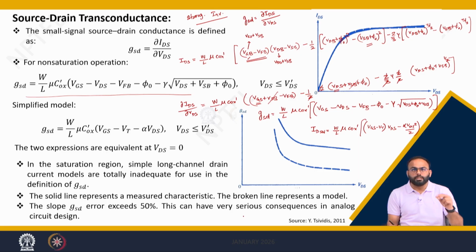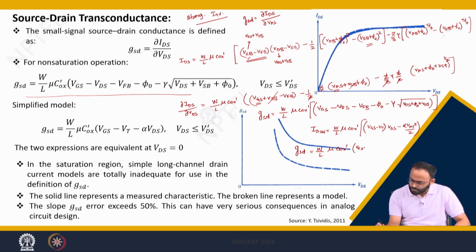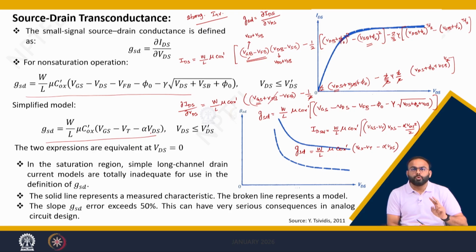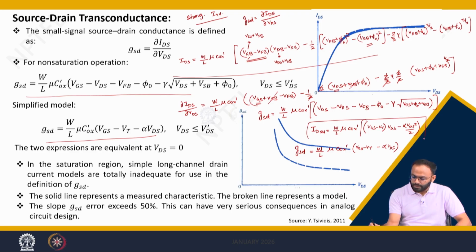So, we can simply calculate the source drain transconductance, or the source drain conductance, as W by L into mu into COX dash, differentiate with respect to VDS, and you will get VGS minus VT minus alpha into VDS, which is given by this. So, we do have two equations for the current, one is a lengthy expression and one is the simplified version.